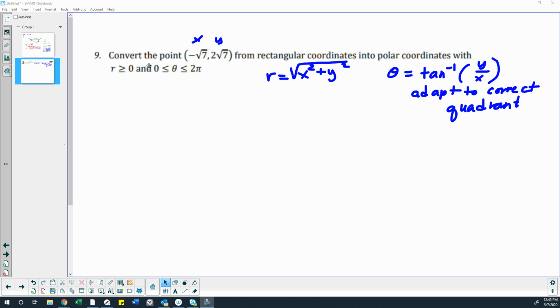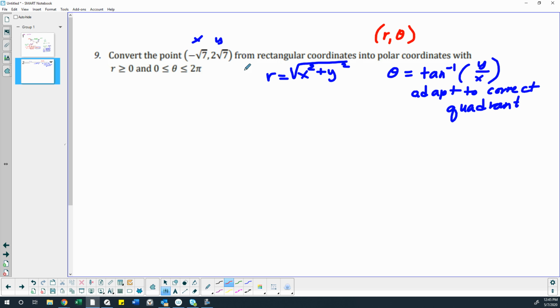All right, question 9 on the test 3 review, we have the rectangular point negative square root of 7 comma 2 square root of 7. That's rectangular coordinates, and we want to change it to polar coordinates. Polar coordinates, of course, is given as a point with r first and then theta. R's radius, theta is the angle basically on our unit circle. So we're trying to find an r that's positive and a theta between 0 and 2 pi, so sometimes we have to adapt to the correct coterminal angle.